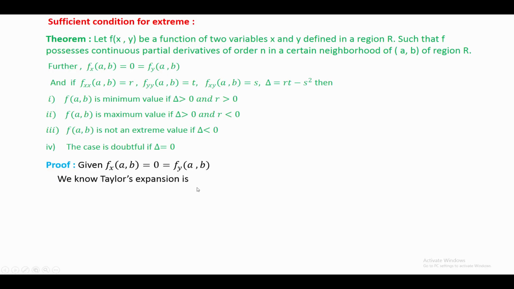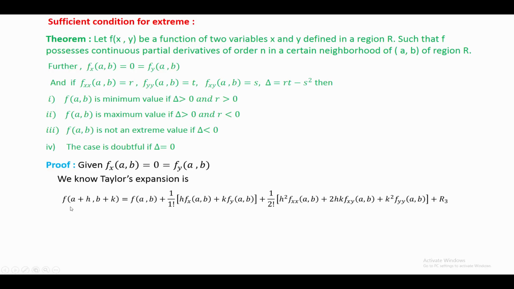We know Taylor expansion is f(a+h, b+k) equals f(a,b) plus 1 upon 1 factorial into bracket h into fx(a,b) plus k into fy(a,b), plus 1 upon 2 factorial, h square fxx(a,b) plus 2hk fxy(a,b) plus k square fyy(a,b), plus R3. This is the expansion by using Taylor's theorem. This is a Taylor expansion. Now put the values fx(a,b) equals 0, fy(a,b) equals 0, fxx(a,b) as R, fyy(a,b) as T, and fxy(a,b) as S here.